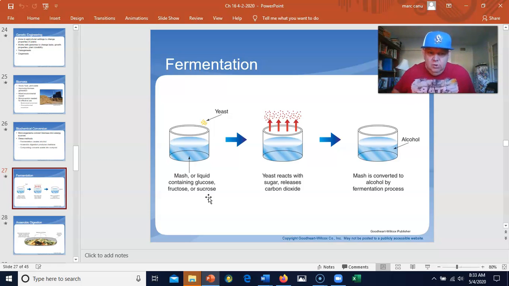Okay? So the idea is that when the yeast reacts with the sugar, it helps break it down. And part of that is making carbon dioxide as a byproduct. It's like a waste product, if you will. And the CO2 gets released. And then what happens is it ends up changing into alcohol.